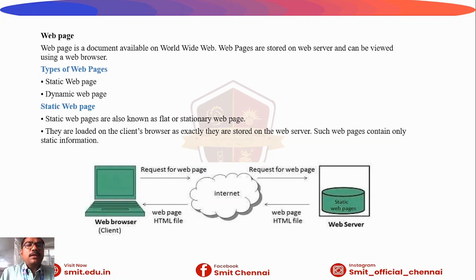Now we will see about what this web page is. A web page is a document which is available on the World Wide Web. There are two types of web pages, static web page and dynamic web page. Static web pages means that the contents on the web page will be static and will not change at all. Now this is practically not possible because we need to update the page then and there.